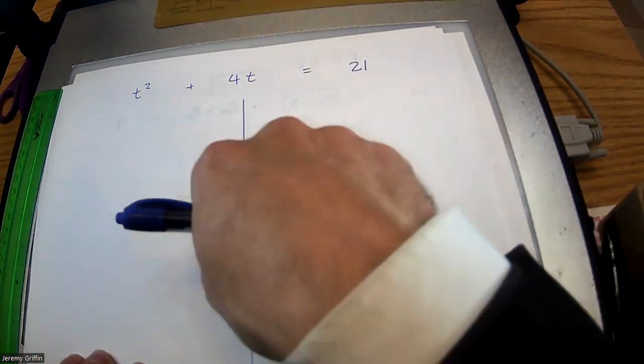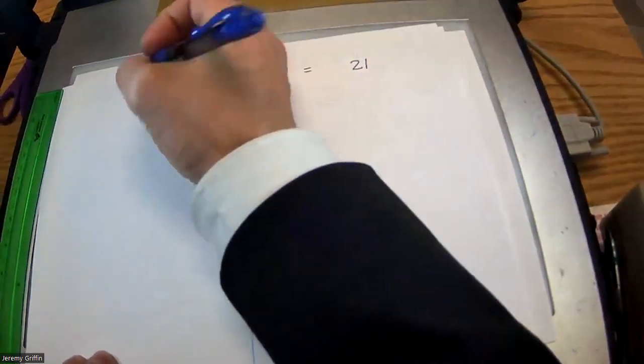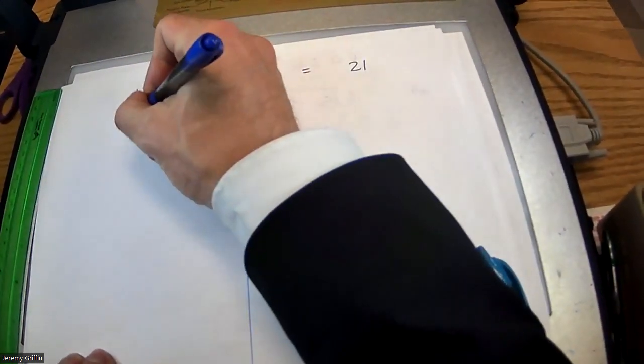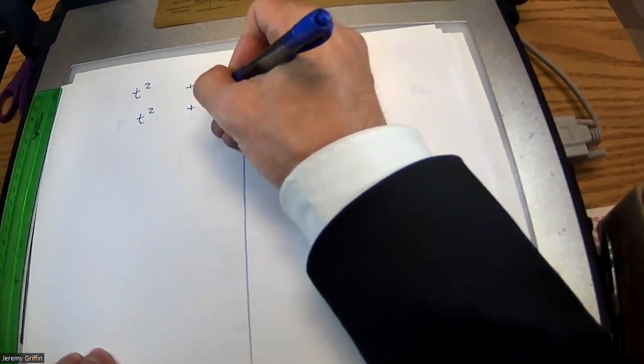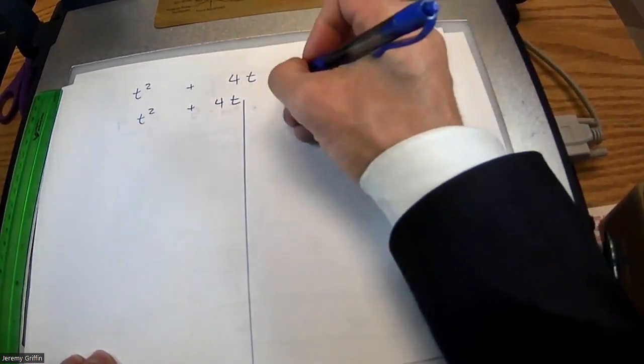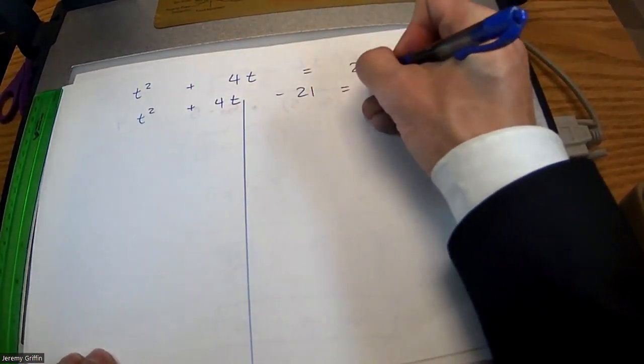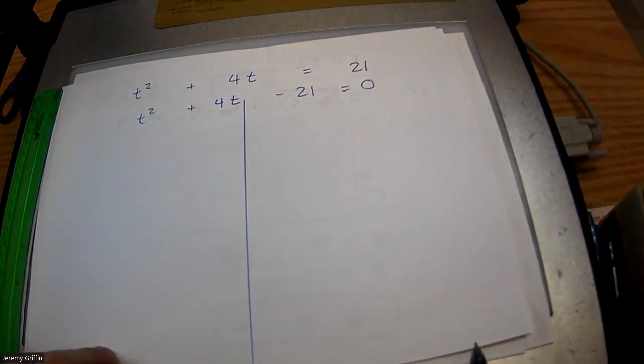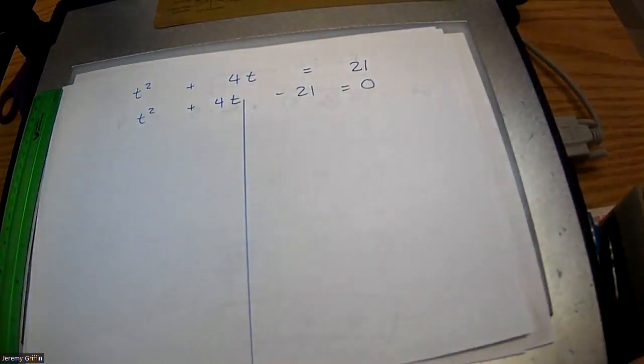Now, however I solve it, I do want to get this all set equal to 0. There are 2 methods I'm going to go through, but there's a step before that, which is to get this all set to 0. So I'm going to go t squared plus 4t minus 21 is equal to 0, right? Now, here's where it branches, and you can do 1 of 2 different things.